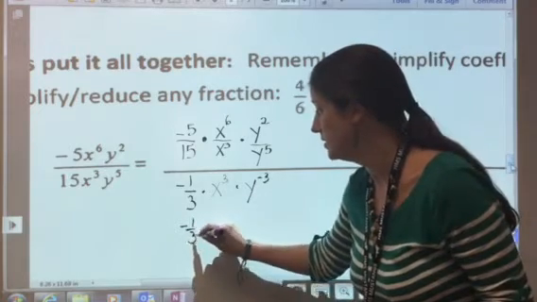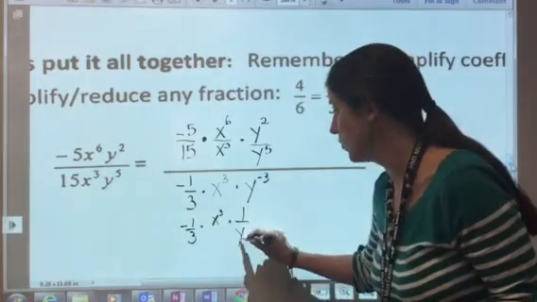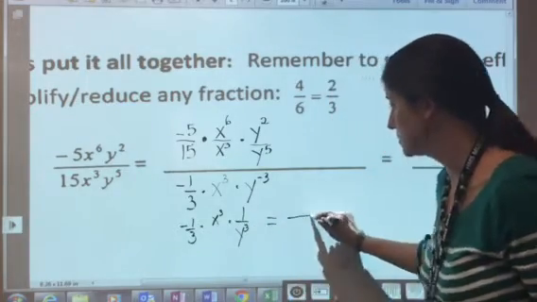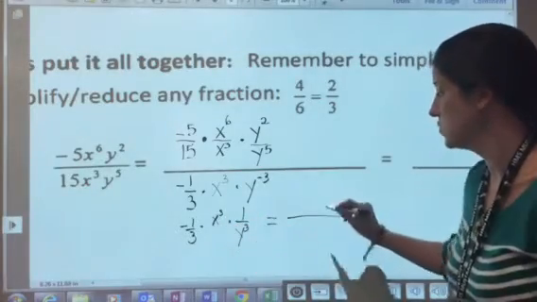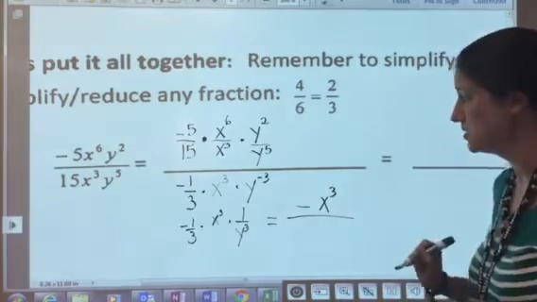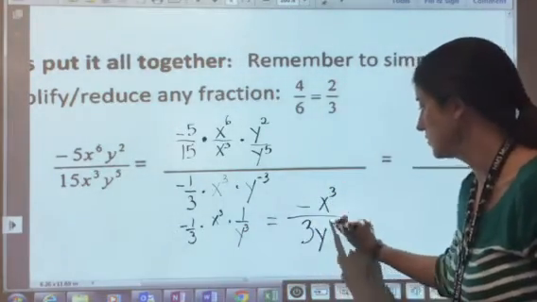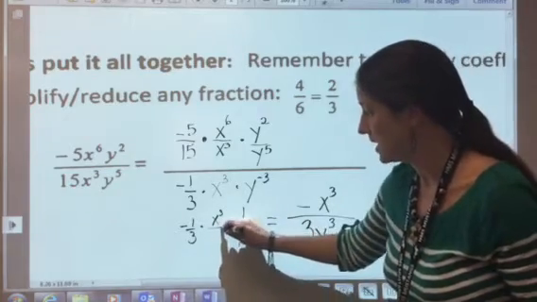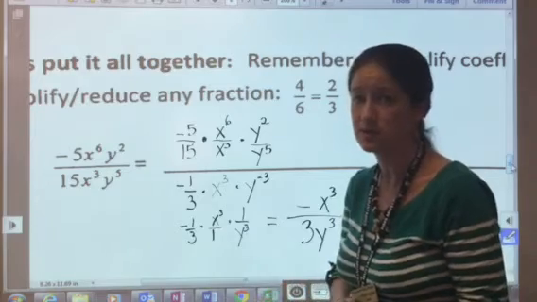Negative 1/3 times x to the 3rd times 1 over y to the 3rd equals, what's on top? Negative 1 times x cubed times 1. So negative x cubed, or negative 1x cubed. What's on bottom? 3 times y cubed, so 3y cubed. If you want to write this as x to the third over 1, you can, so that you can see that's the numerator, that's the denominator.